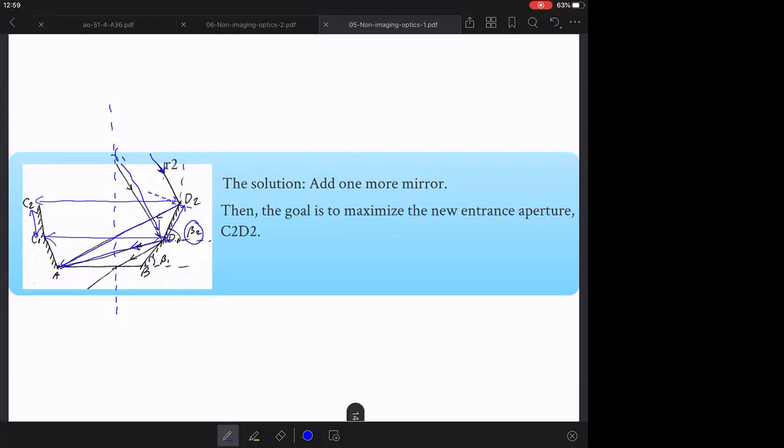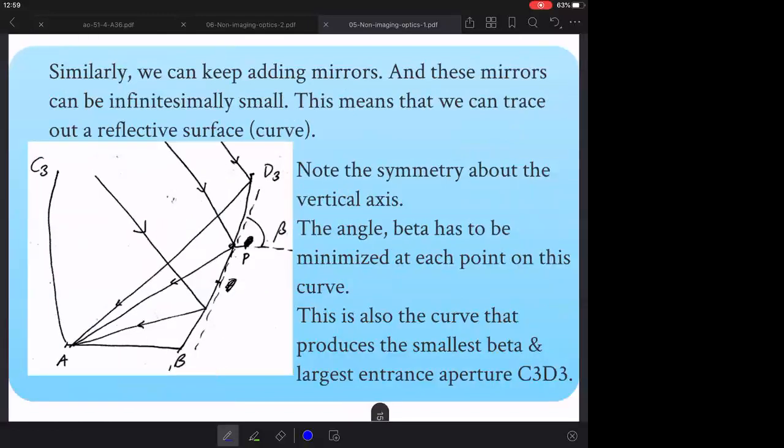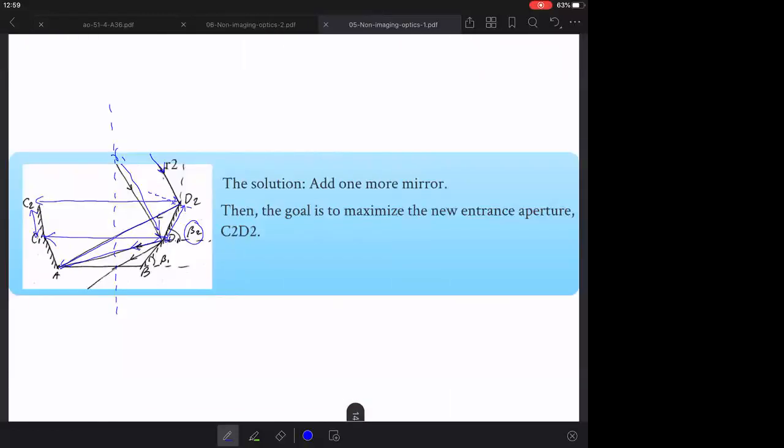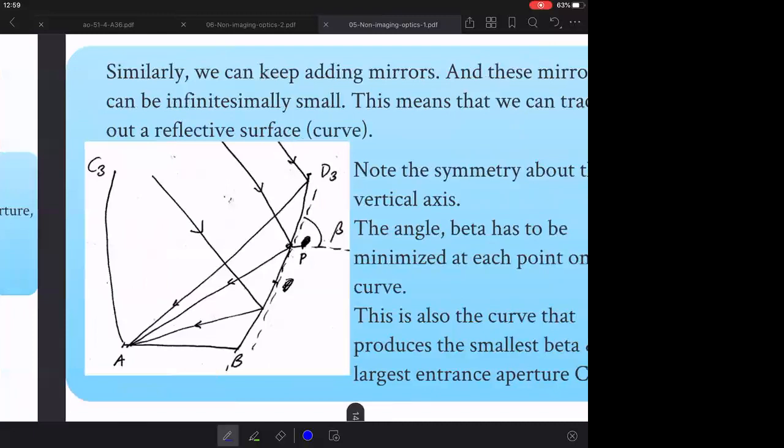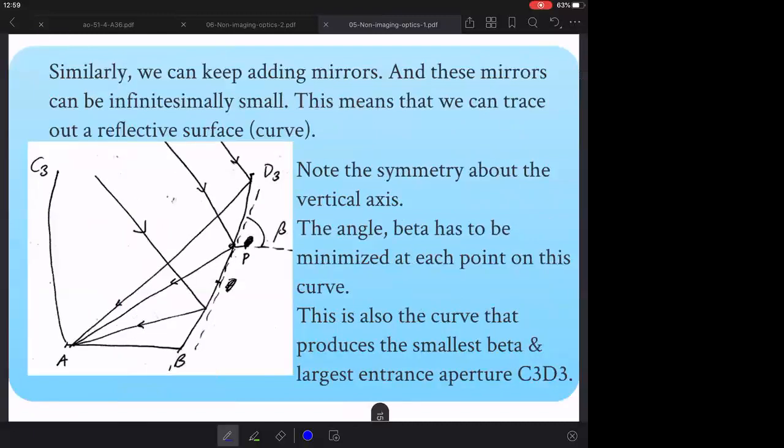And I can keep going. I can keep adding more and more mirrors. Eventually, each of these mirrors essentially forms a continuous curve, because I can make these mirrors infinitesimally small. As you've learned in calculus, I can make this into a locus of a curve. If you work out the math, we can show that this is a parabola, or a section of a parabola, as you will see shortly. So I can trace out a reflective curve. All of these are mirrors. This surface is a mirror.